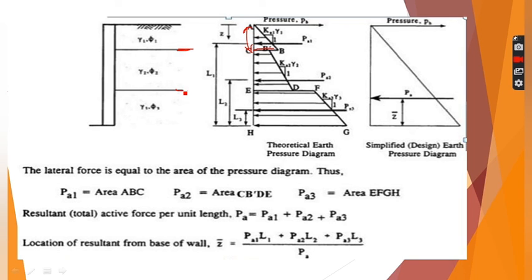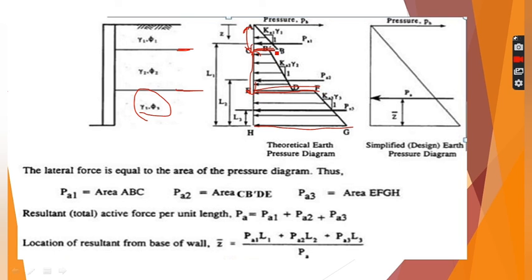Similarly, at this location the value of pressure will be Ka1 into gamma 1 into H1 plus Ka2 into gamma 2 into H2, whatever this height is. Similarly, we will calculate the pressure at this particular depth having parameters gamma 3 and phi 3. So after that we will join these with lines. As you can see, these are having different lengths depending on the values.